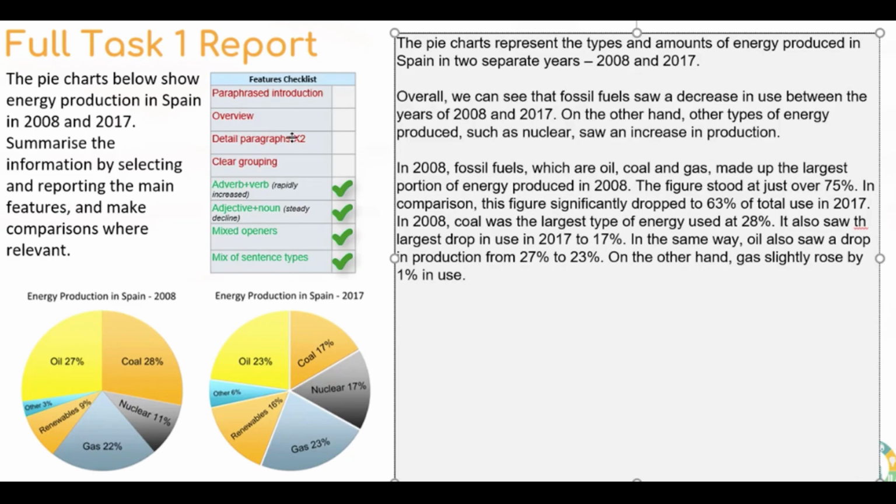I've done my first detailed paragraph. Clear grouping. Yes, I did that because I went in my plan with fossil fuels and other types of energy, so it's clear to see. And for the other points, let's take a look.